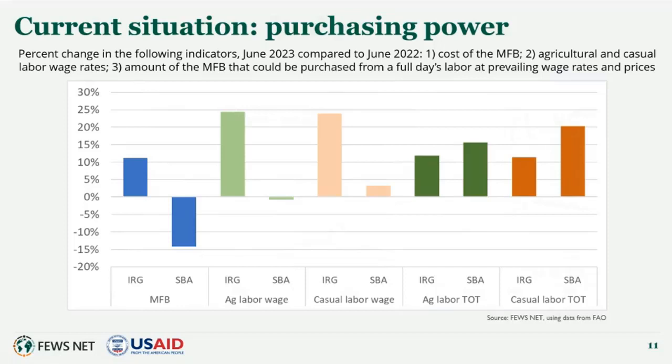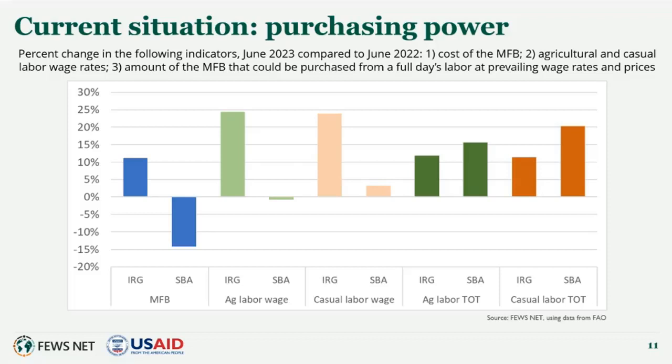So first, on the left and in the blue bars, we are looking at the cost of the minimum food basket in June 2023, which is what we just saw on the previous slide. So again, the cost has increased by 11% in IRG-controlled areas and declined by 14% in SBA-controlled areas on average over the past year. Then the next two pairs of bars are showing trends in wage rates for laborers.